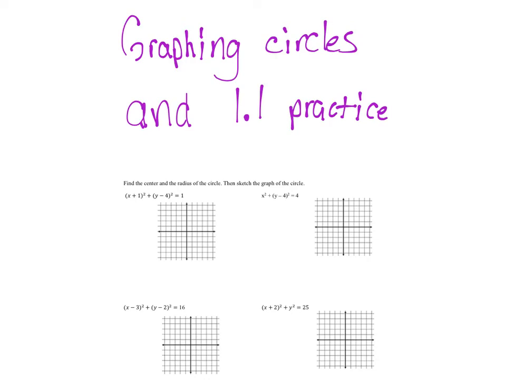Okay, so here we go. This is a review for our quiz, which is tomorrow. It's over sections R.1, R.2, and 1.1.